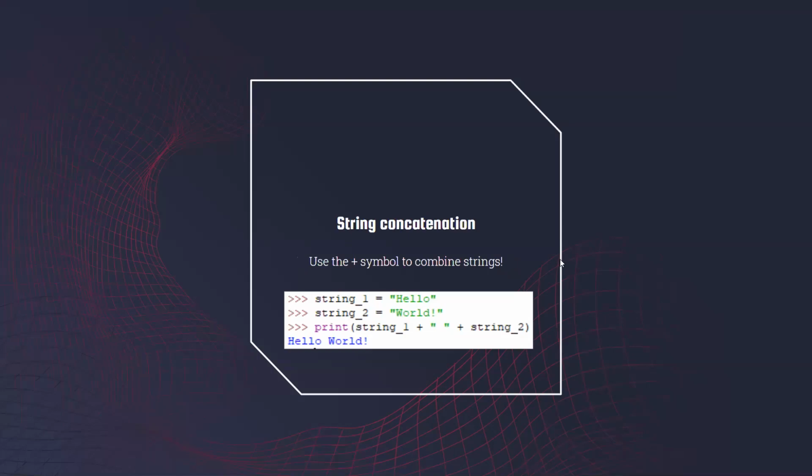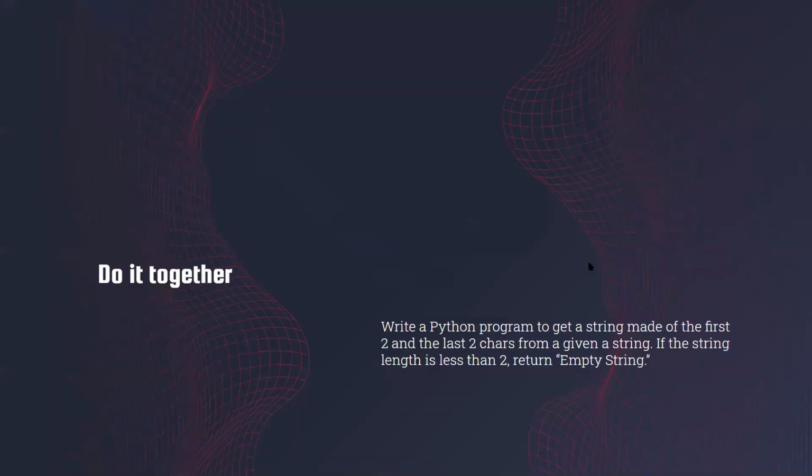So basically, let's write a Python program that gets a string made of the first two and the last two characters from a given string. So if the string length is less than 2, you just return empty string. Alright, so get started on that, and if anyone has any questions, I can help you. And then I'll just code the program afterwards.